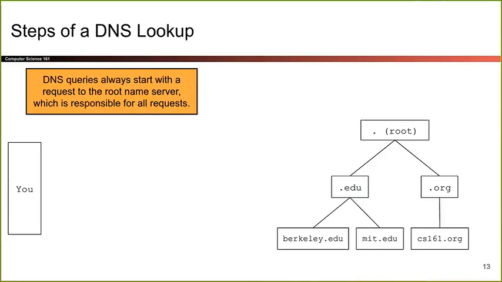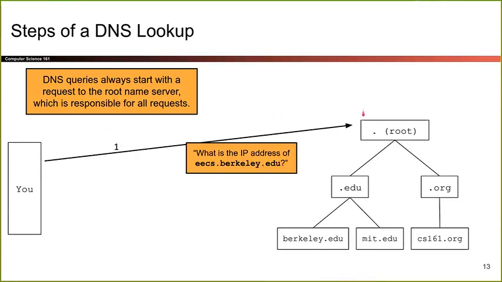Every DNS query starts with root. So you always start at the top of the tree and move your way down. No matter what, every DNS request will always start way up here. And you will always ask this person the exact same question, which is, what is the IP address of eeks.berkeley.edu? Because that's your question. So we'll ask root the question.